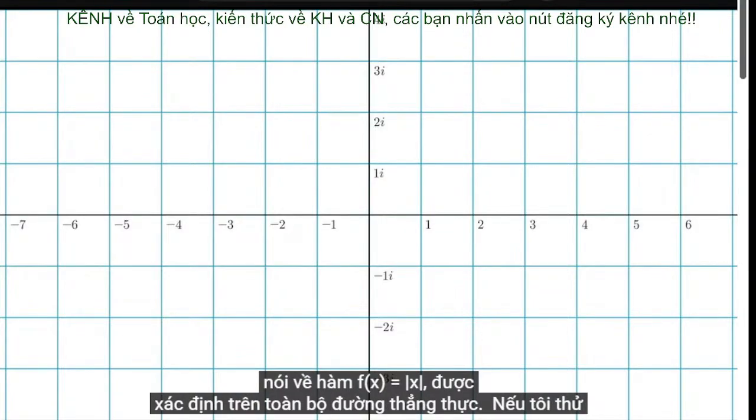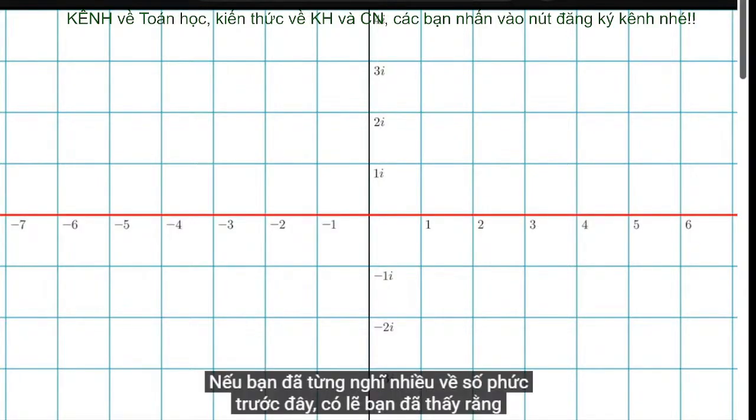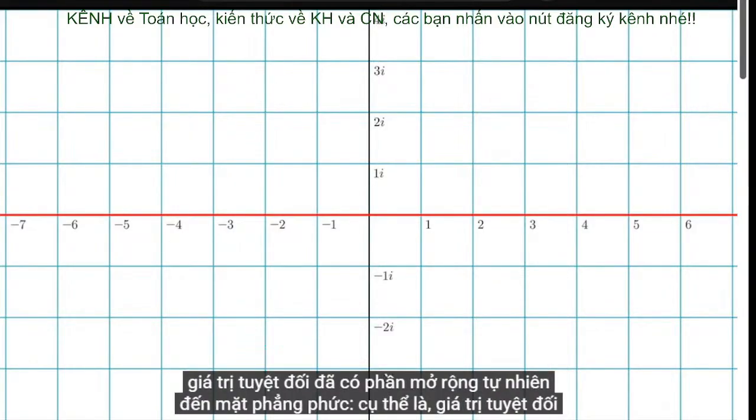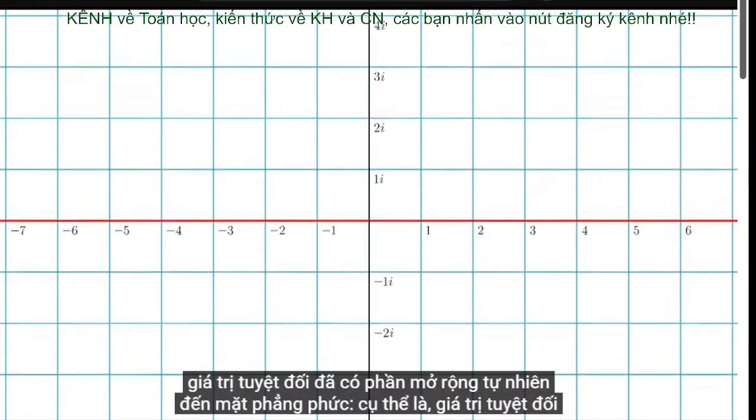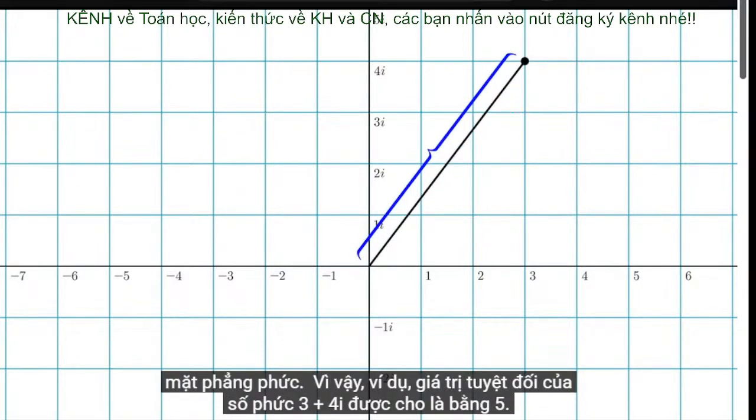First up, I want to talk about the function f of x equals absolute value of x, which is defined on all of the real line. What if I try and extend this function to the whole complex plane using the methods we've talked about? If you've thought about complex numbers much before, you've probably encountered the fact that the absolute value already has a natural extension to the complex plane. Namely, the absolute value of a complex number is meant to be the distance from that number to the number 0 in the complex plane. So, for example, the absolute value of the complex number 3 plus 4i is supposed to be 5.